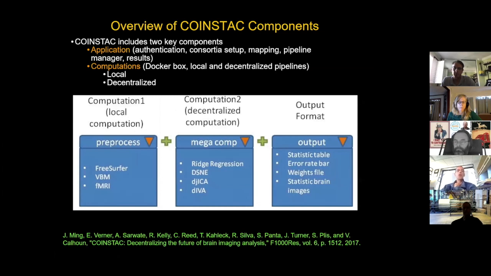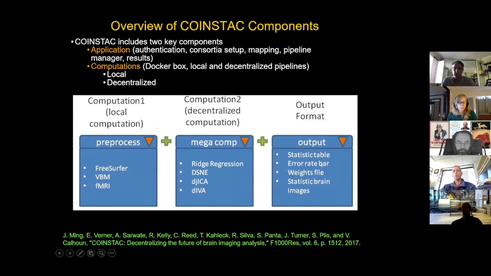So just as an overview, the key components are the application, which is downloaded locally. And then we have computations, and there are 2 types of computations. There's a local computation, which would be something like pre-processing that doesn't need any information about the group level data. So I want to just run FreeSurfer, or I want to do segmentation on that individual data set, for example. And then decentralized computations would be things that need to build parameters from the entire data set.